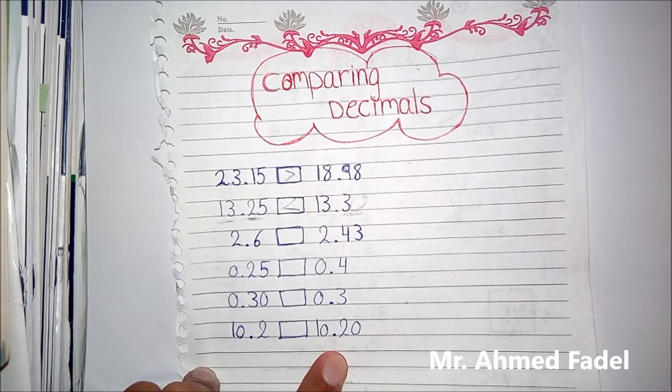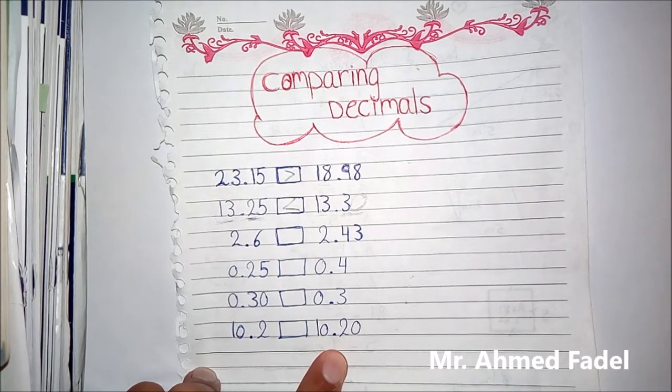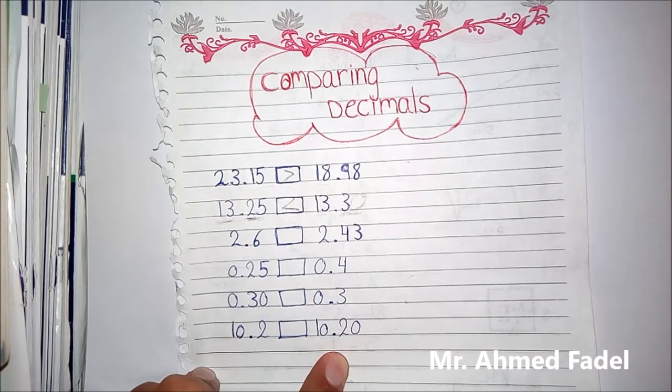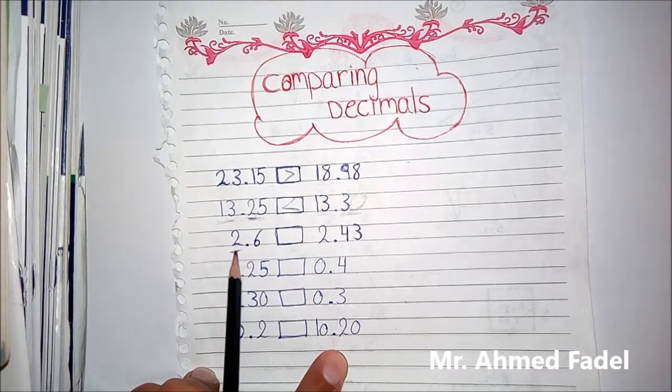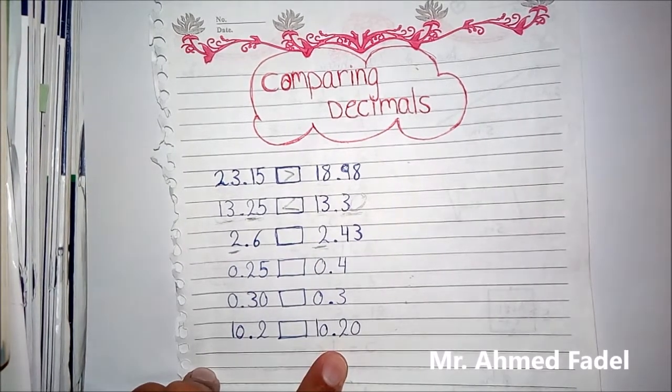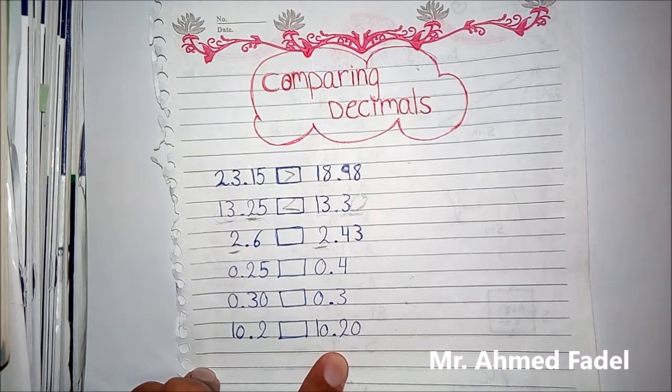The next question, 2.6 and 2.43. How can I compare these two numbers? Alright, Yasin is going to explain this, and he's saying, as Mr. Ahmed said, we need to compare the digits before the decimal point with the digits before the decimal point over here. Omar Talab answered saying, alright Yasin, but both of them are the same, so how are we going to compare this? So does this mean that they are equal?